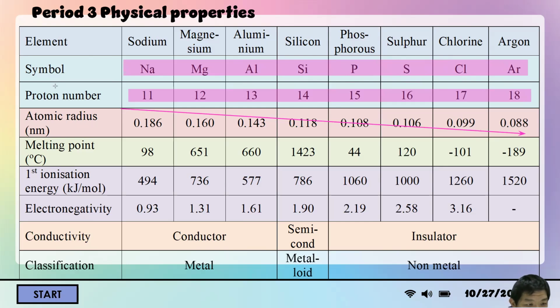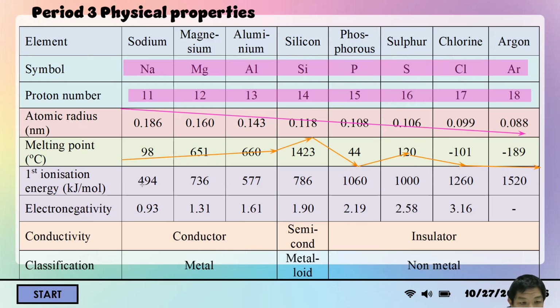As for the melting point, the trend goes like this. The melting point increases from sodium to magnesium to aluminium, then increases sharply to silicon, then decreases sharply to phosphorus, then increases to sulfur, then decreases to chlorine, and argon has the lowest melting point among all of them. So this is the trend of the melting point.